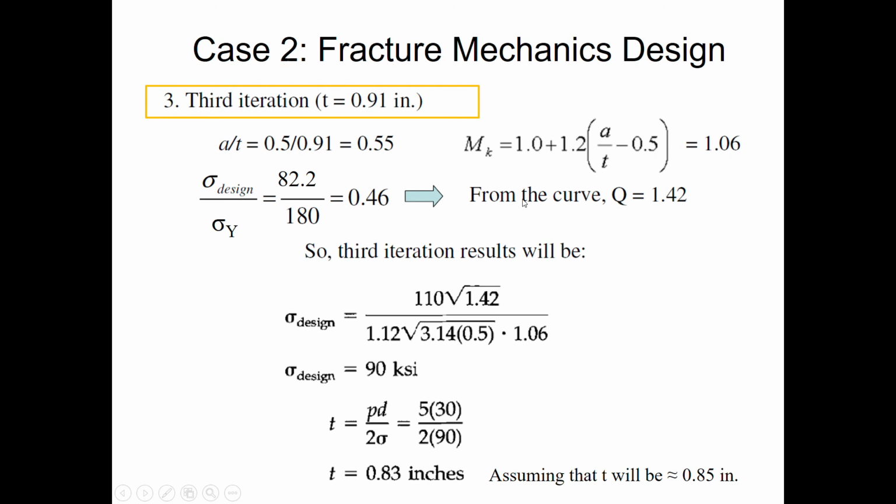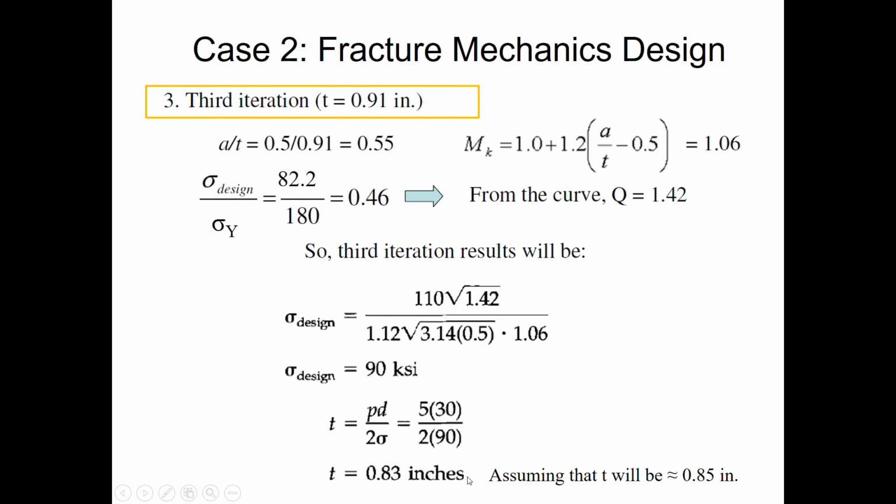So checking from the figure, from the curve, Q we obtain as 1.42. With the same procedure that we applied just now, we just repeat it using different values, which in this case are 110 times 1.42 for Q, then the value of A, and then this value for MK. Now we obtain the sigma design equal to 90 KSI. Using this value, 90 KSI, we check for thickness, where we obtain the thickness as 0.83 inches.